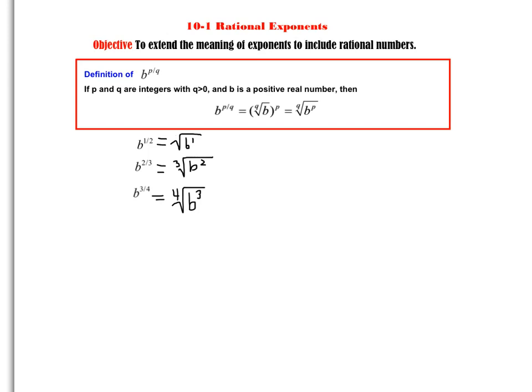So we'll work with those definitions today, and then we will also work on reducing the radicals, which we've seen before in previous chapters.